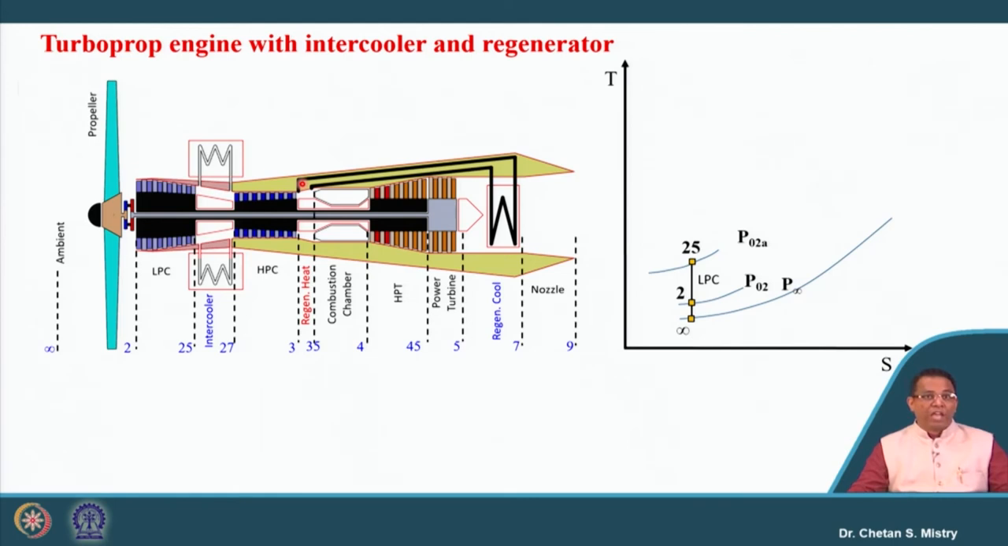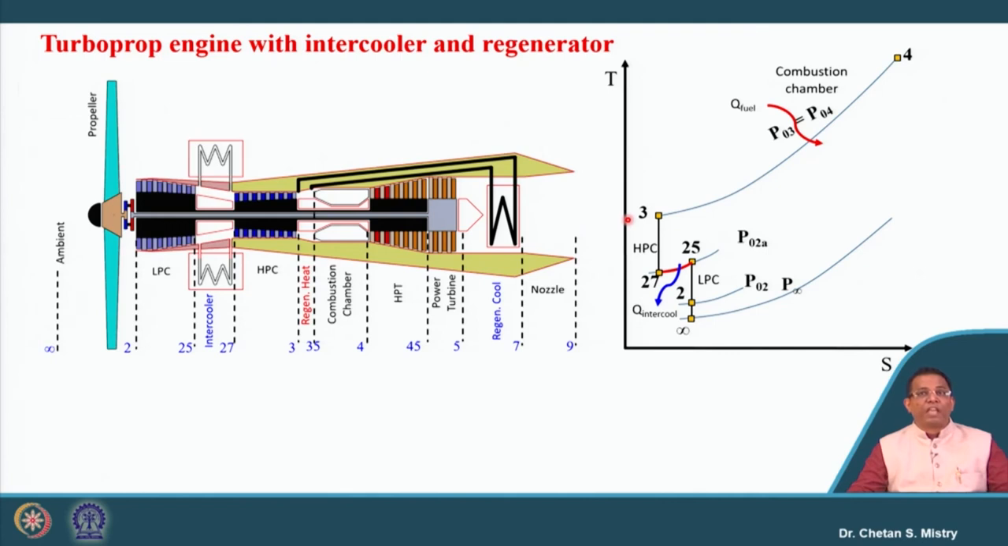The next component we have is our intercooler. This intercooler will decrease the temperature of the air. This decreased temperature air, we again supply to the HP compressor. From the HP compressor, suppose I consider the conventional cycle without regenerator, then we will have the heat addition happening at constant pressure, which raises the temperature, and that temperature we say is the HP turbine entry temperature, or turbine entry temperature. We have our expansion happening in the HP turbine. Next, expansion happens in our power turbine.